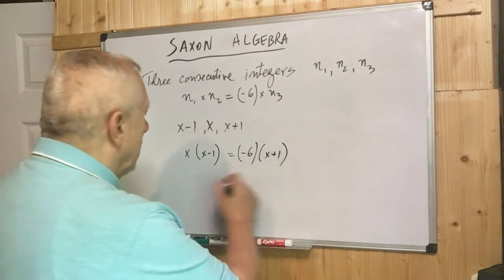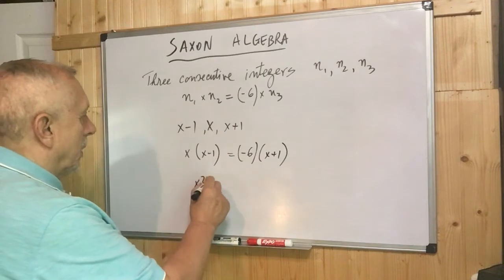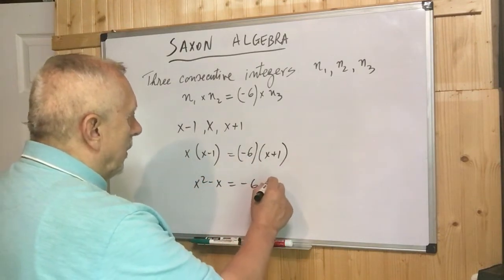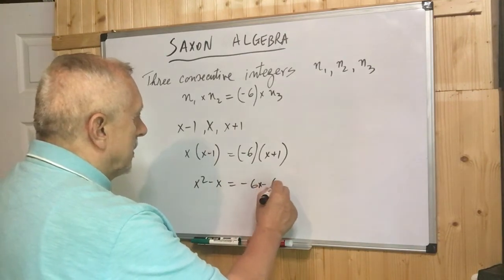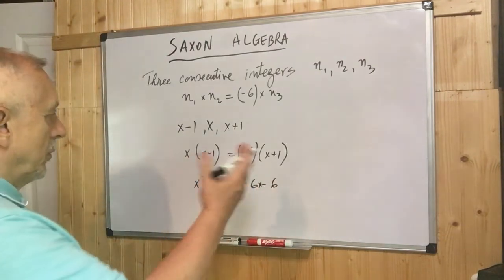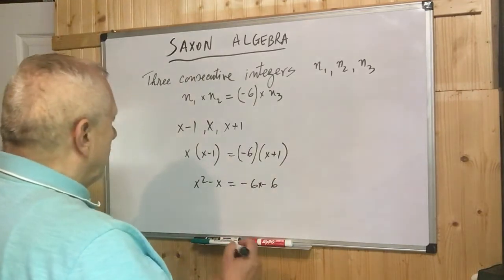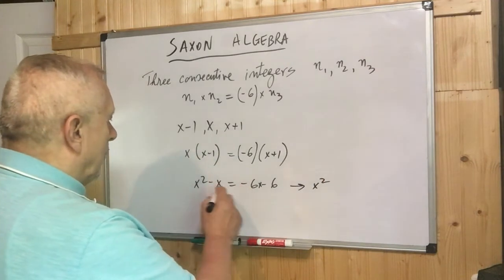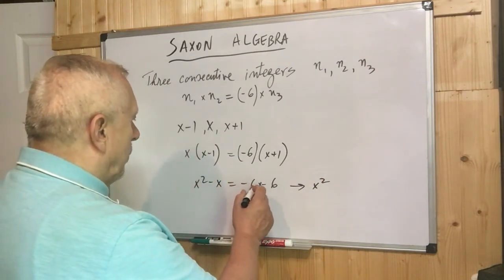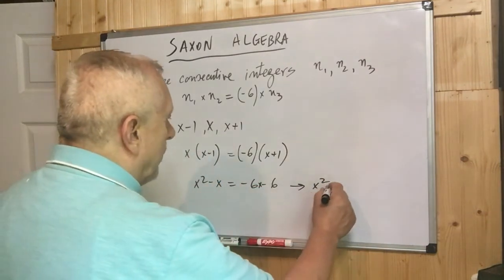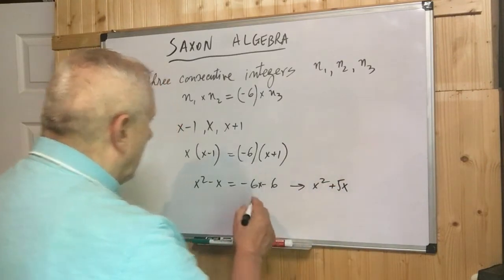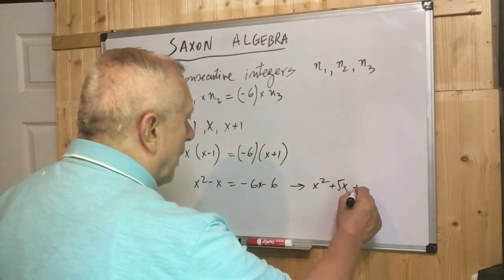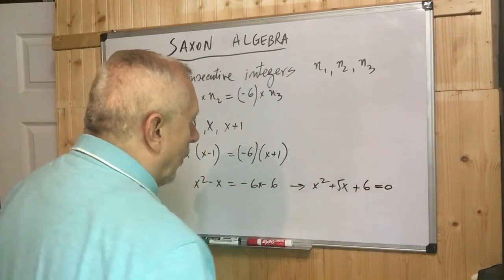Let's see what we get here. This will be x squared minus x equals -6x, sorry, -6x minus 6. Okay, let's move everything to the left, and that will be x squared. Here we have minus x plus 6x, that will be plus 5x, and the minus 6 becomes positive when we move it here, plus 6 equals 0.